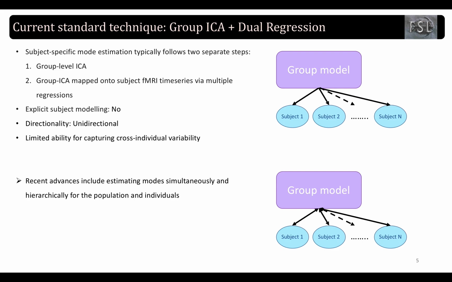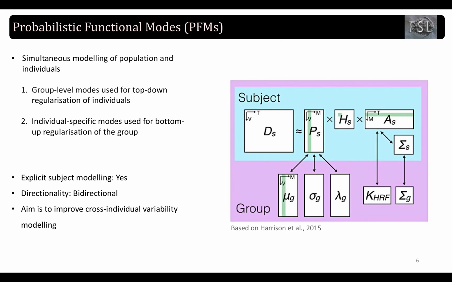Therefore, in recent years, there have been a lot of efforts to propose models that can simultaneously model the networks for the population and individuals. One example of these models is the Probabilistic Functional Modes, or PFMs, that was originally proposed by Harrison and colleagues in 2015. The core idea of the model is to allow for simultaneous modeling of population and individuals, where the group-level modeling of functional modes is used for top-down regularization of subject-specific modes, and subject-specific modes are used for bottom-up regularization of the group.